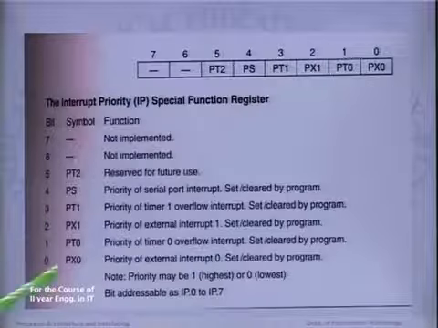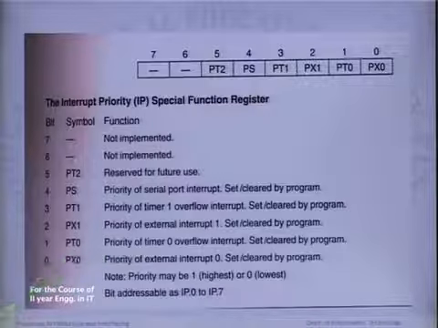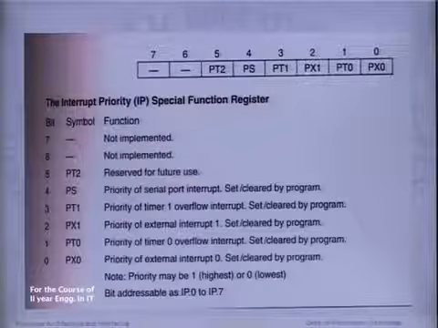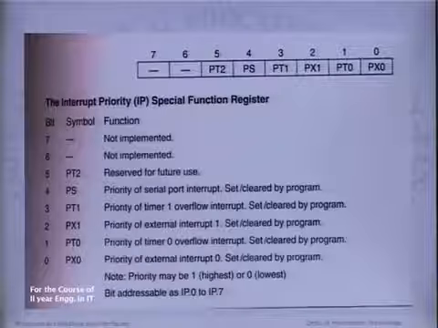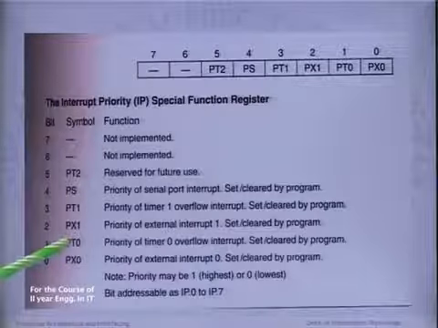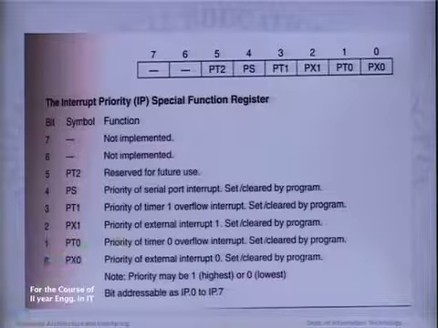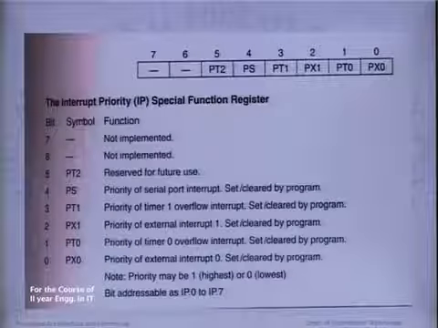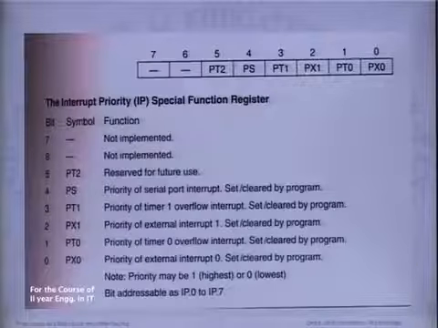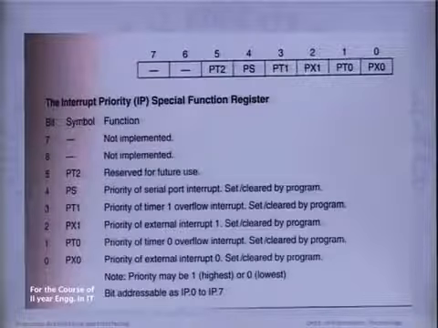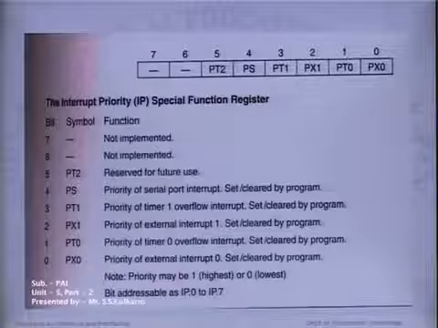Here you can observe bit 0 is PX0, which will assign the highest priority to the external interrupt 0, that is INT0 bar. Similarly, if you set PT0, it will assign the highest priority to the timer 0 overflow interrupt, and accordingly you can assign the highest priority to one of the 5 interrupts.